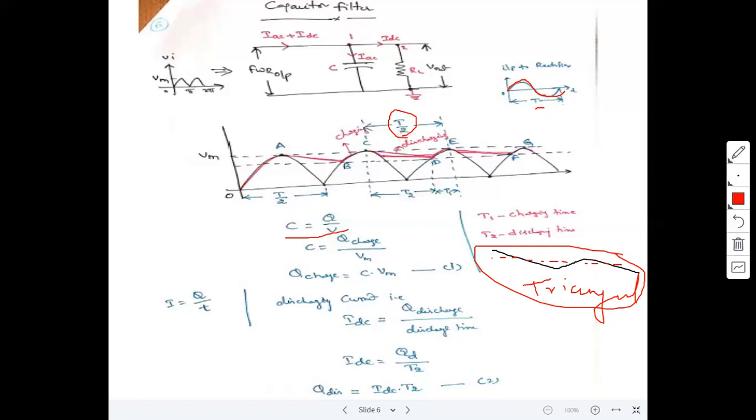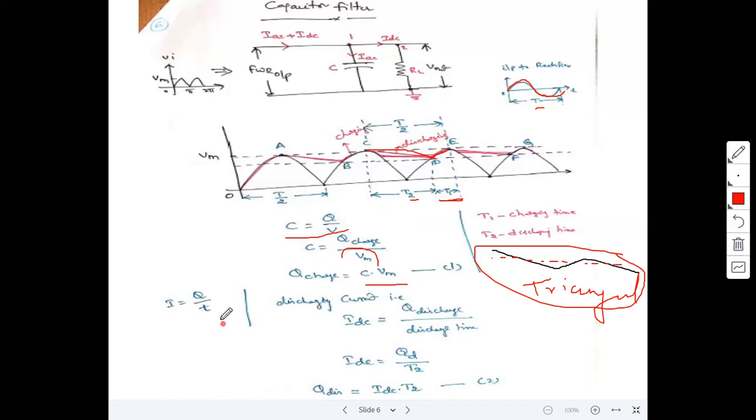During this T by 2, what is the discharging time here? Discharging time is very large, that is T2, and charging time is very small, that is T1, right? The overall time period is T by 2. Now C is equal to Q by Vm, where V is equal to Vm, the maximum charge voltage. From that, the charge Q is equal to C into Vm.